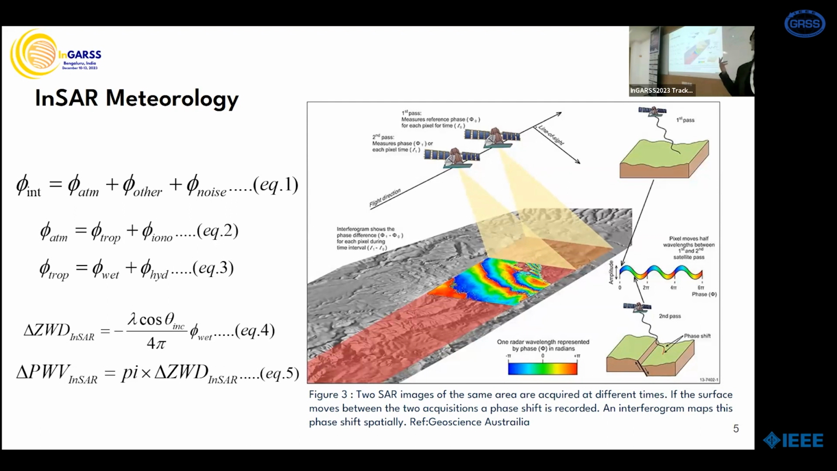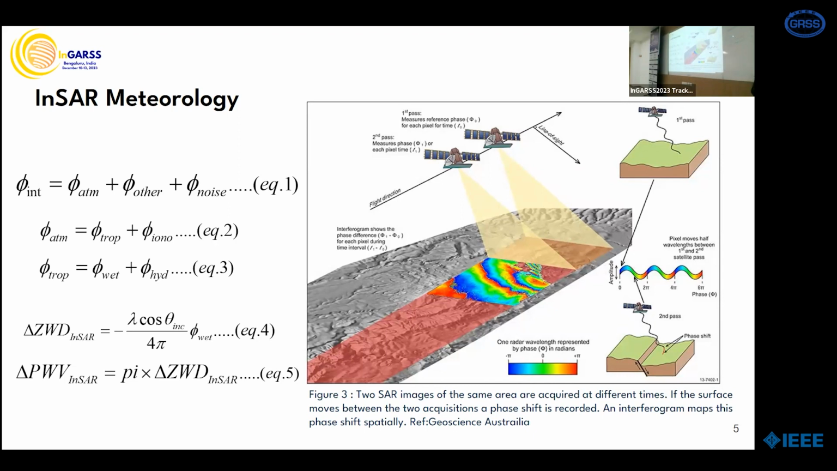Our concern is the atmospheric phase screen, phi ATM, which can further be divided into tropospheric delay as well as ionospheric delay. I'm using the Sentinel-1A SLC data set, which is essentially C-band data, so the ionospheric delay is very small and we can ignore it here. Ionospheric delay is inversely proportional to the square of frequency. So we ignore ionospheric delay and focus on tropospheric delay, which will give us the water vapor information.